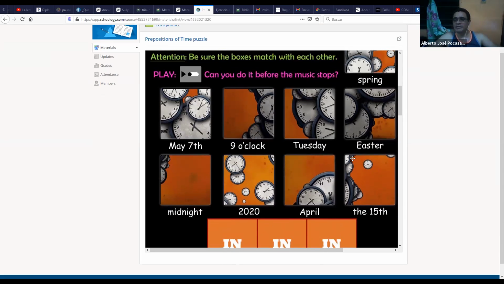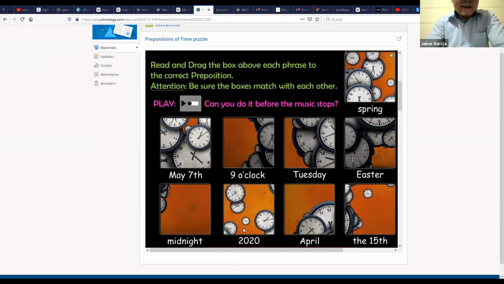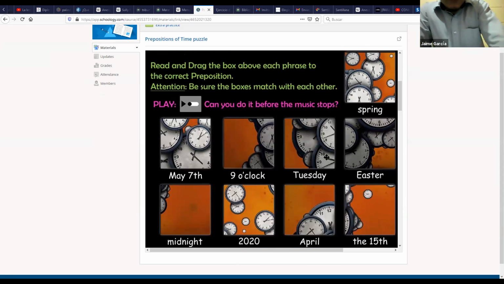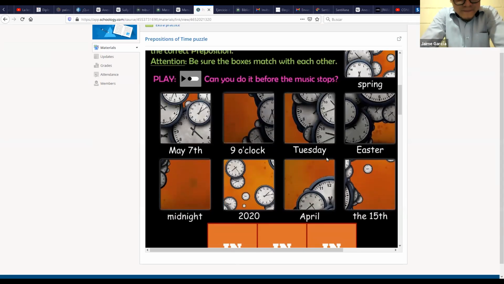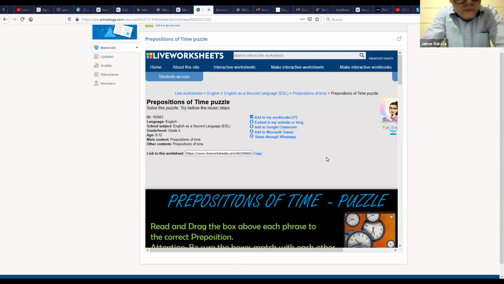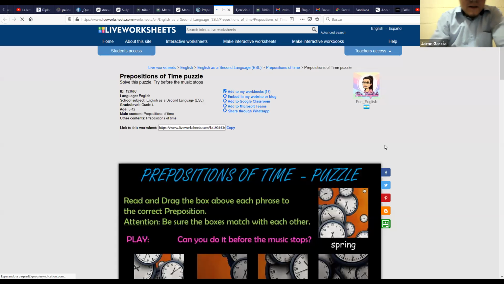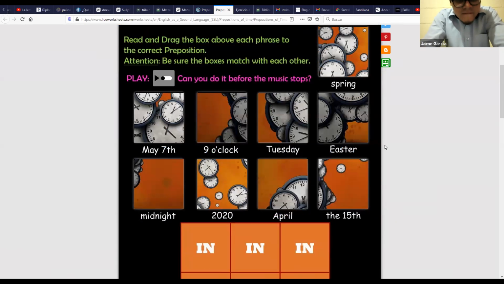Start. I think it's better if you go to the website because the image is bigger. Go to the website. Yeah, click on prepositions of time puzzle. Prepositions of time puzzle. Okay, all right. Okay, start.